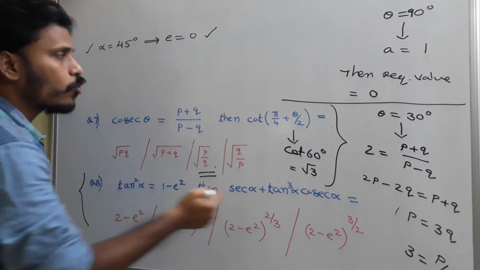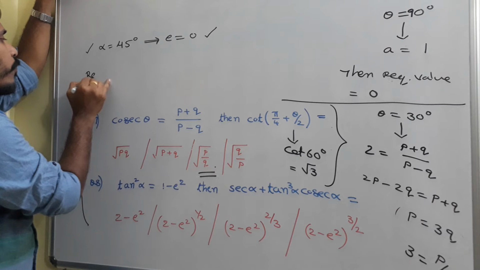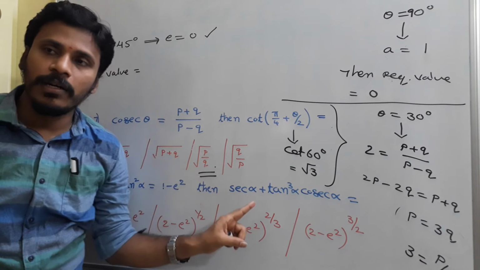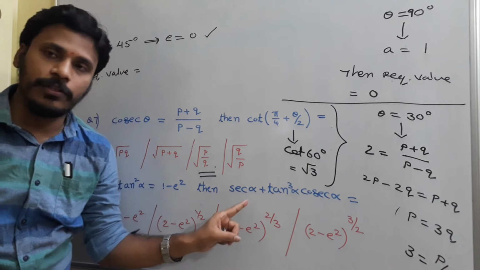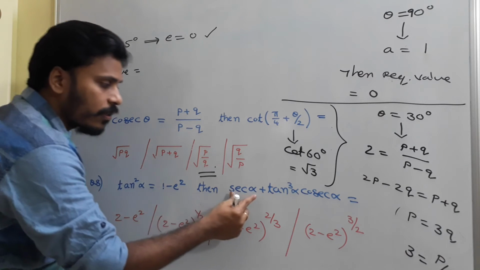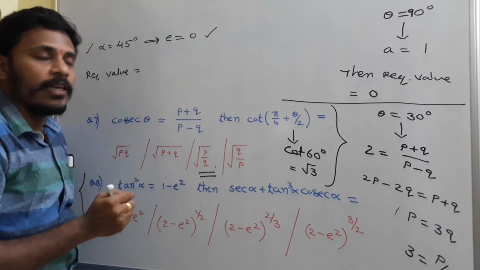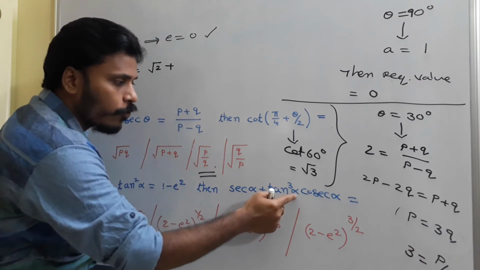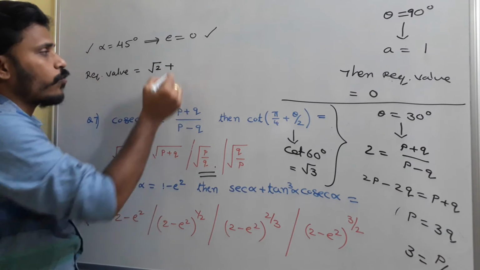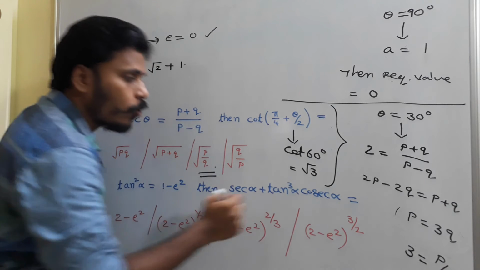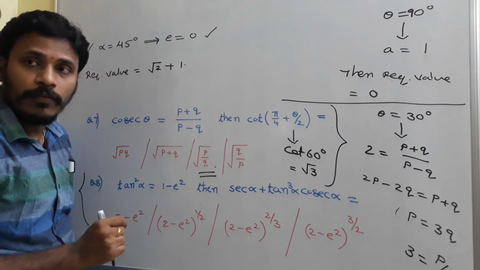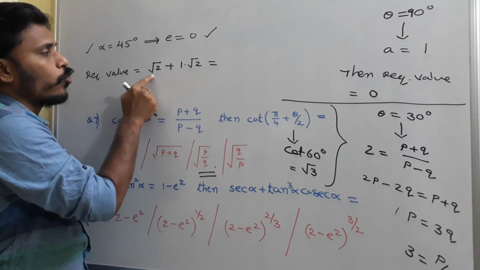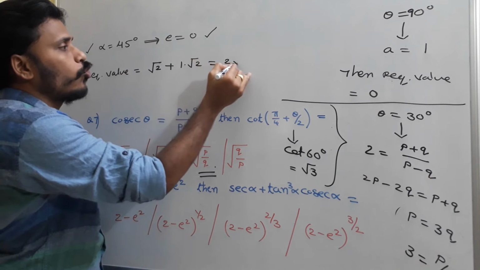Then the second part is calculating the required value. What is the required value? Calculating the required value is nothing but replacing alpha with 45 degrees in this. Directly I am writing. This is secant 45 degrees. Secant 45 degrees is the reciprocal of cos 45, which is root 2. Plus, here if you replace with 45, tan 45 is 1 and its cube is 1. And again, cosecant 45 degrees is the reciprocal of sin 45, which is again root 2. Root 2 plus root 2 is 2 root 2.